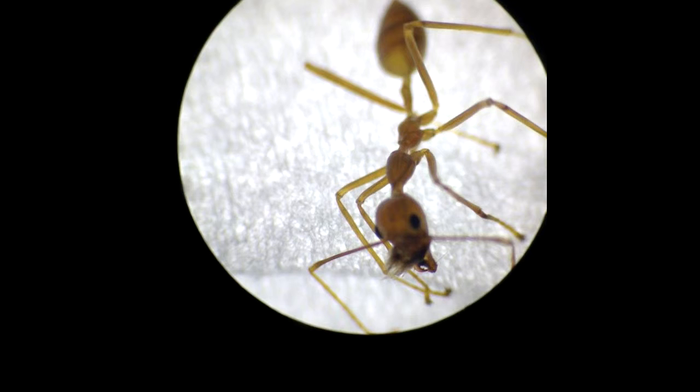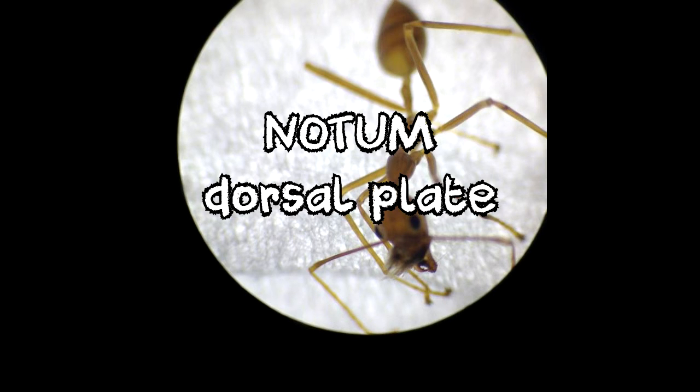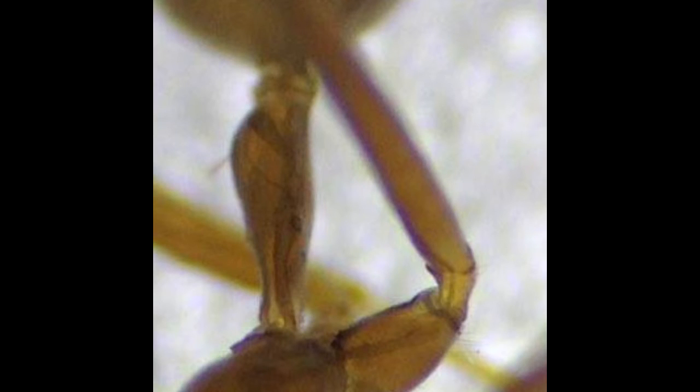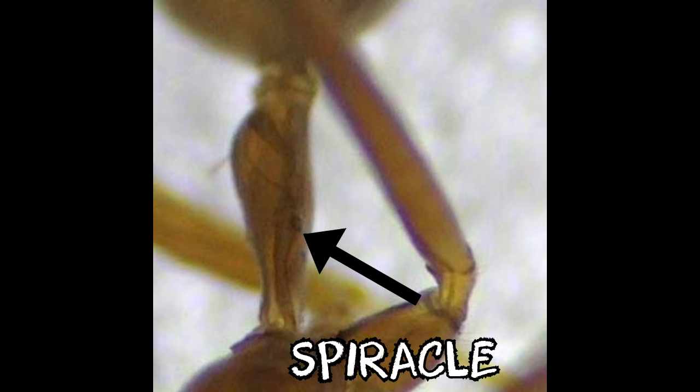Moving on to the dorsal-ventral aspect. The thoracic segments are divided into 3: the notum, the pleura, and the sternum. Openings of the insect's respiratory system, the spiracles, are found on the lateral sides of the thorax and the abdomen.